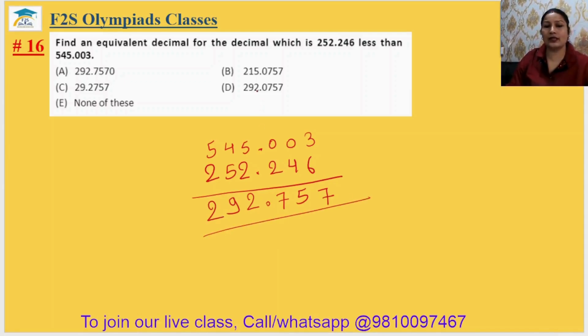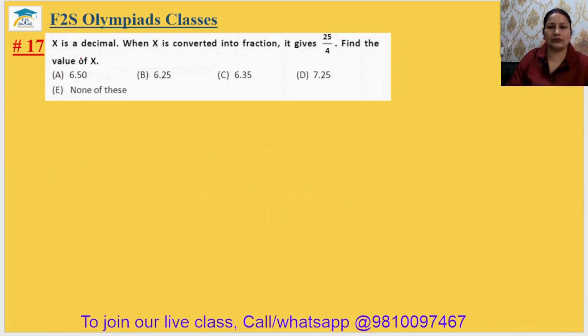We have to just write the equivalent decimal. It will be 292.7570 or 000 like this. Option A will be the correct answer. The 16th answer is option A. Come to question number 17.